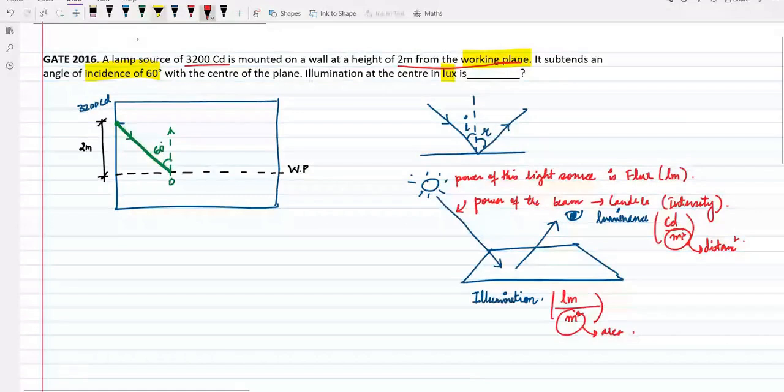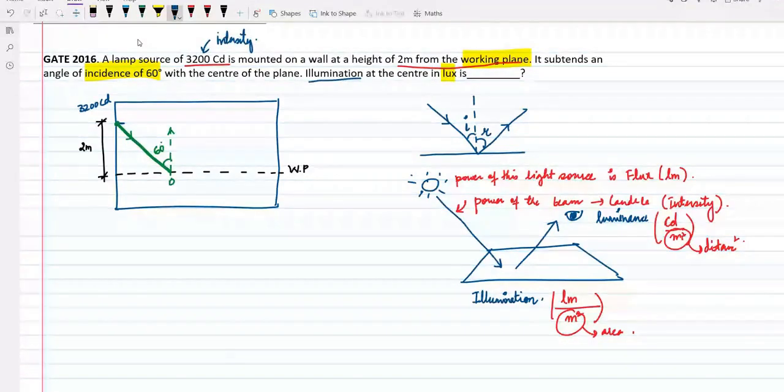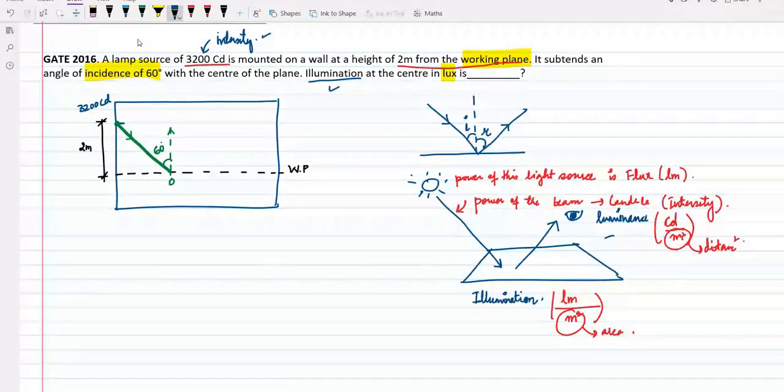So what is the story behind all these concepts? Why are we writing this? Because you'll understand that in this particular question, the light source is given in terms of intensity. The answer is demanded in terms of illumination. So you should know what is the difference between all of these. Now, one more thing. Now we know what is intensity, what is illumination, what is luminance, what is flux.